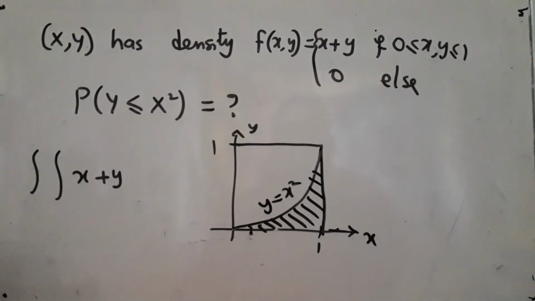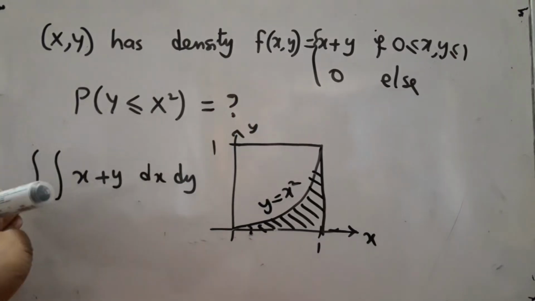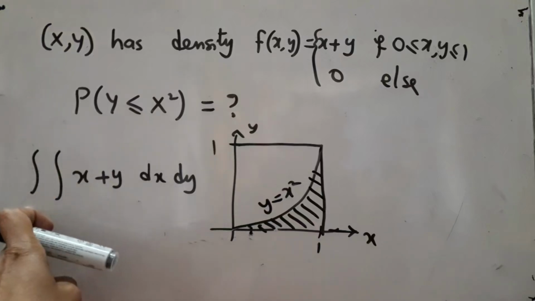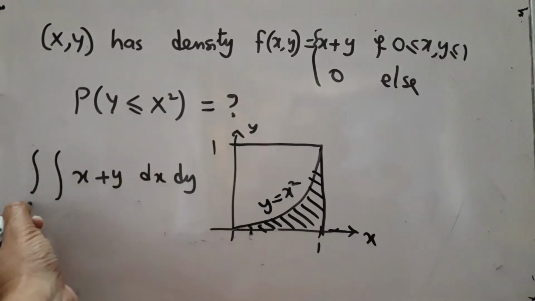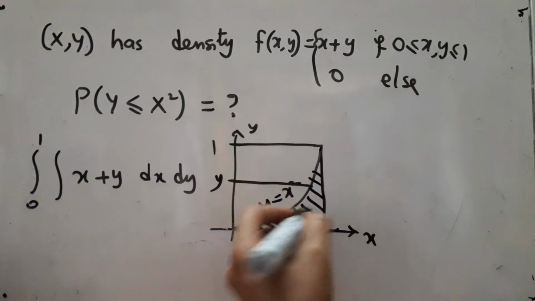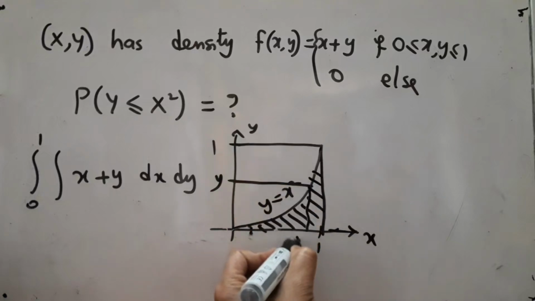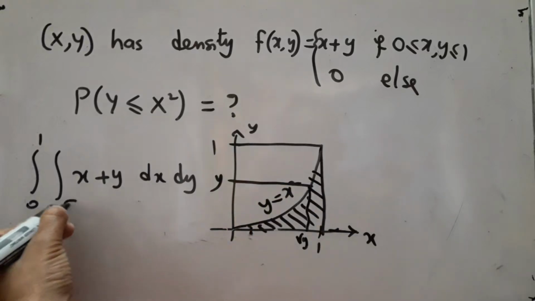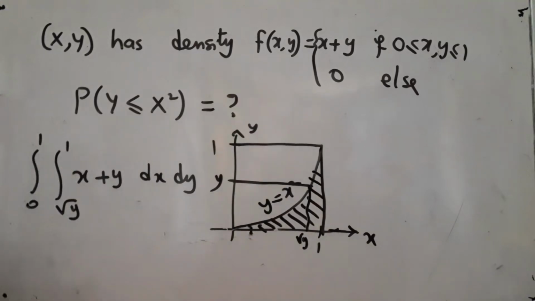Now I have to decide whether I want to integrate with respect to x first or with respect to y first. Suppose I decide to do it with respect to x first. When you write down the limits, you have to start from the outer integral, that is with respect to y. Y goes from 0 to 1. Once you fix a value of y, x goes from how much? Root y to 1. So I have reduced it to an iterated integral.